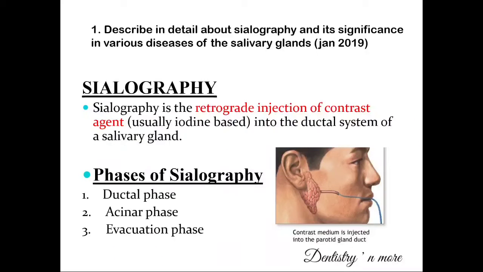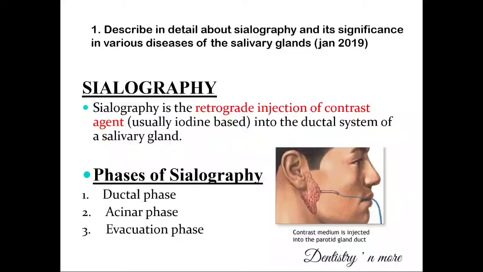You can refer to the textbook Oral and Maxillofacial Radiology by Freny Karjodkar. Under the chapter on diseases of the salivary gland, sialography is described beautifully. Sialography is the retrograde injection of contrast agent, usually iodine based, into the ductal system of a salivary gland. For the phases of sialography, you can go through this textbook itself.